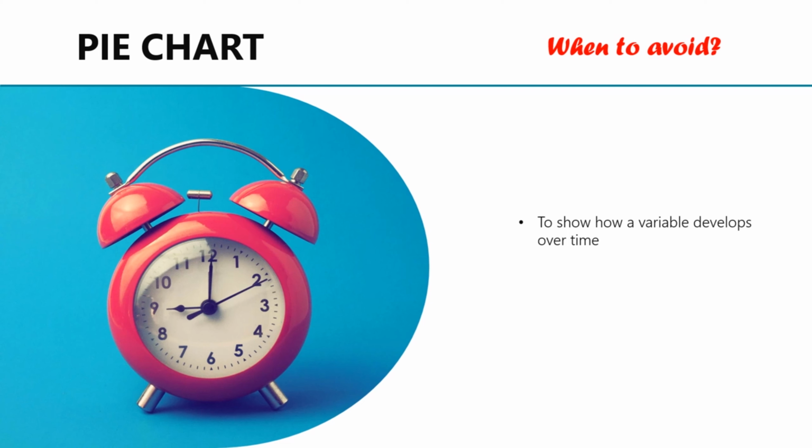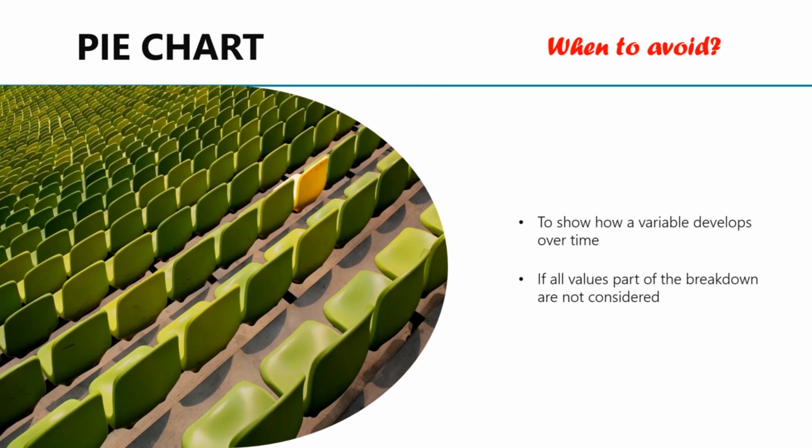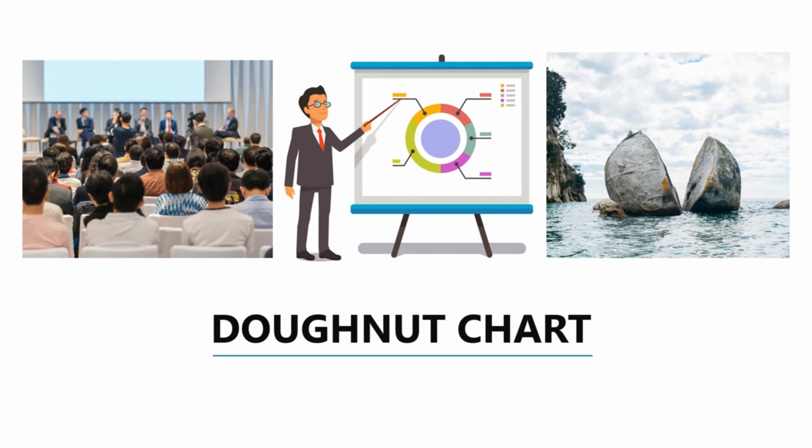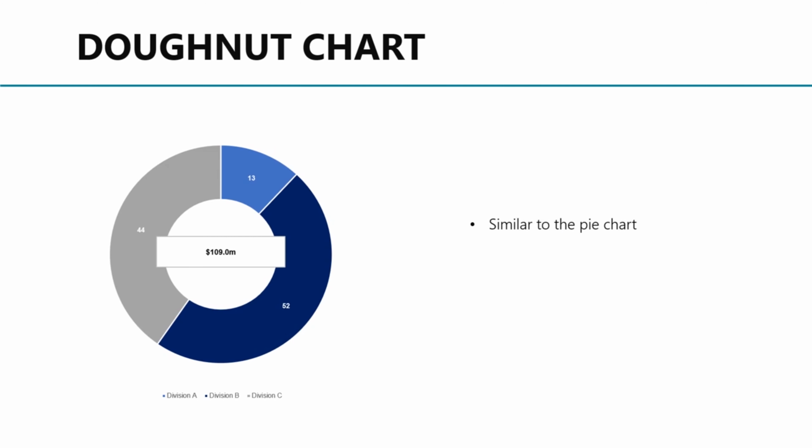Moreover, as mentioned earlier, a pie chart would be misleading if we don't consider all values. In the context of our example from earlier, we shouldn't create a pie chart that includes revenue of only 2 of the firm's 3 divisions. Donut charts. Donut charts are basically pie charts with a hole in the middle. It is as if their heart is missing.